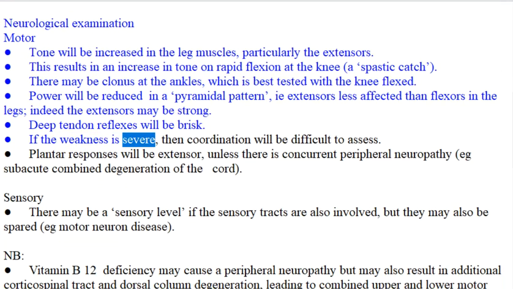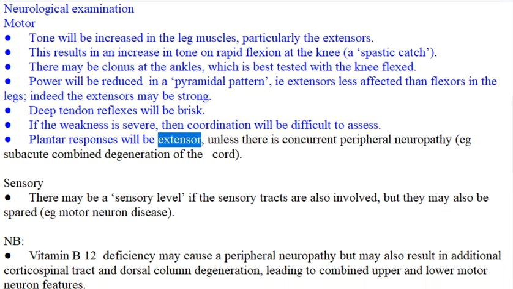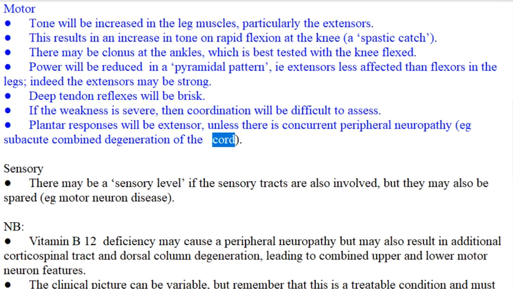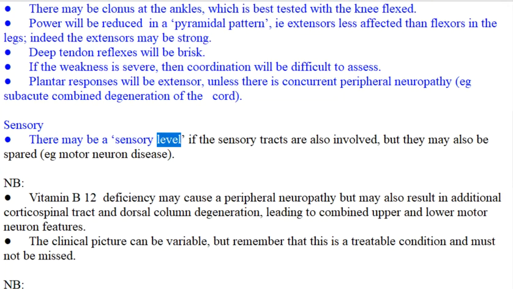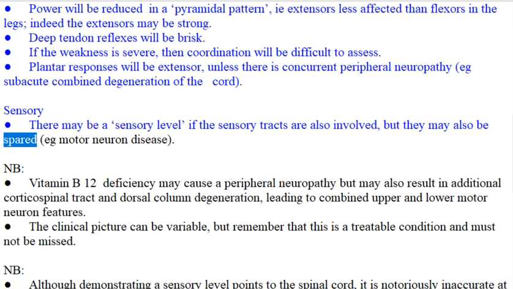If the weakness is severe, then coordination will be difficult to assess. Plantar responses will be extensor, unless there is concurrent peripheral neuropathy, e.g. subacute combined degeneration of the cord. Sensory. There may be a sensory level if the sensory tracts are also involved, but they may also be spared, e.g. motor neuron disease.